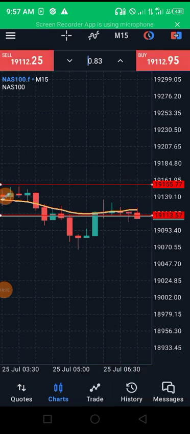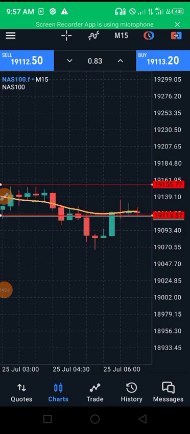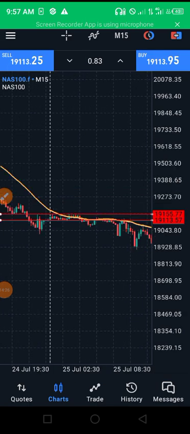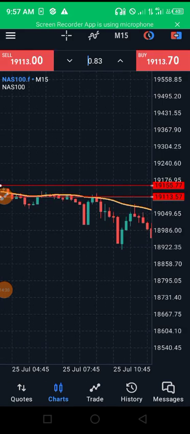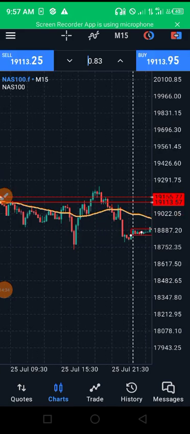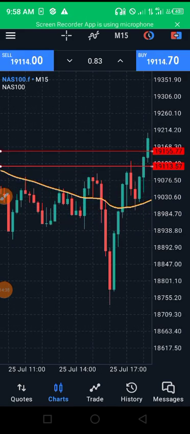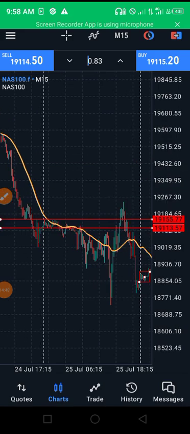Let's see what happens if we have taken a sell trade. See, then we'll have hit our take profit. We'll have made a lot of profit that day if we have taken our sell trade. Let's go back again.